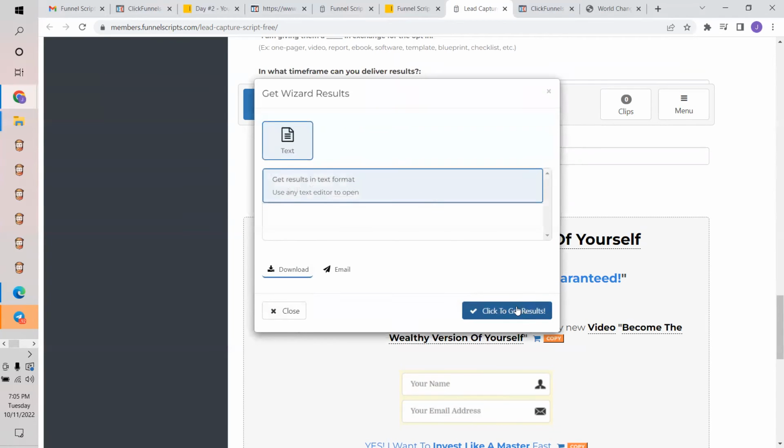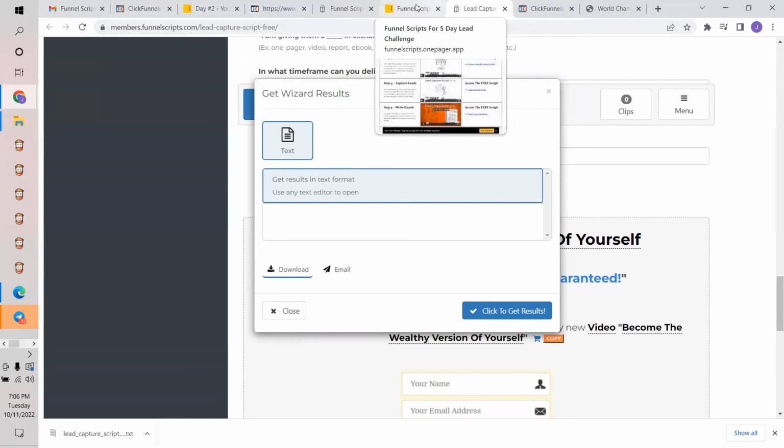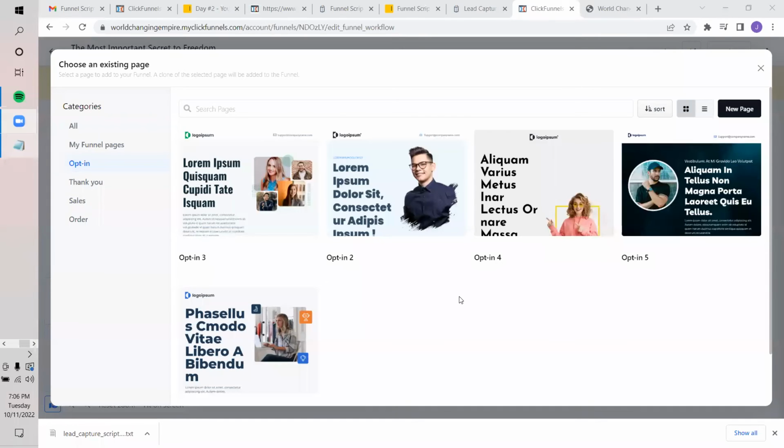There we go. I'm going to click to get results. I'm going to get myself a text document right there, and boom, that's it. So we got that done. Now what is our next step? Okay, so now we're at the part where we put in our home page for the funnel.